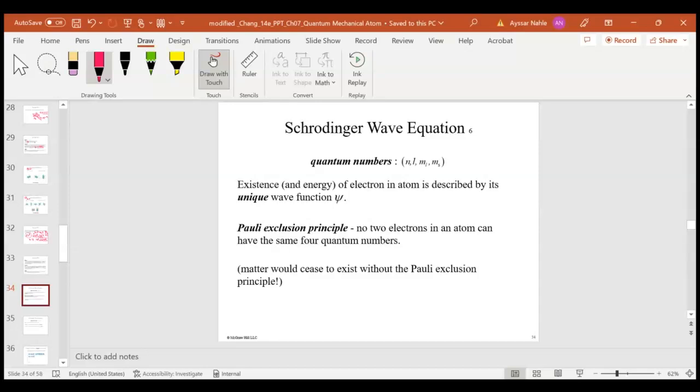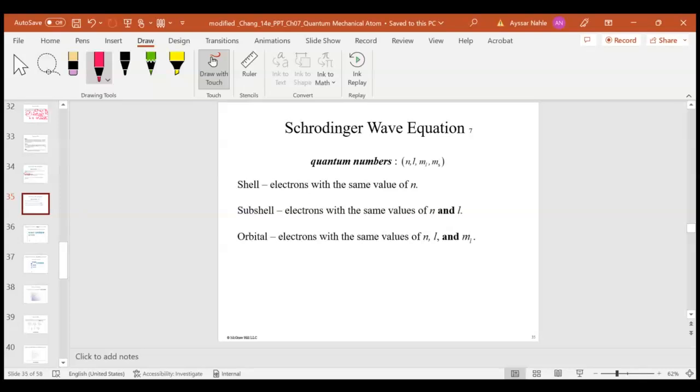Now, the existence and energy of electrons in an atom is described by its unique wave function. Pauli principle, Pauli exclusion principle. You have to understand this because sometimes we ask about it. The Pauli exclusion principle tells us that it is impossible, that means no 2 electrons in an atom can have the same 4 quantum numbers, yes? And that's what we said. They can have the same N, the same L, the same ML, but maybe different MS. All right? This is the Pauli principle.